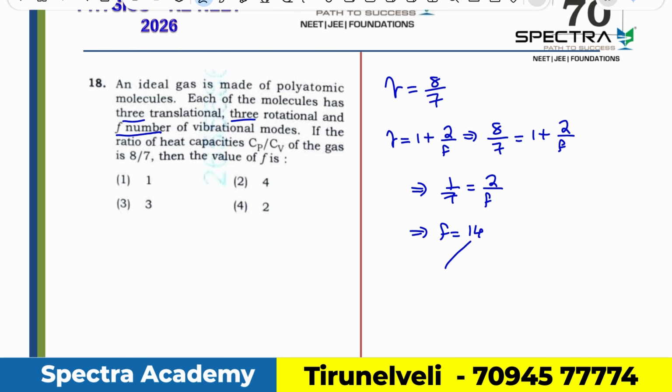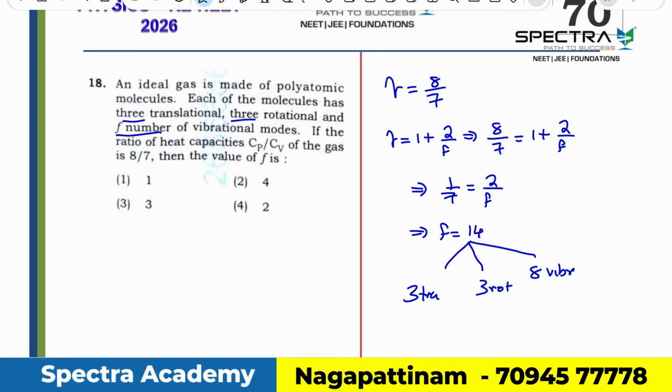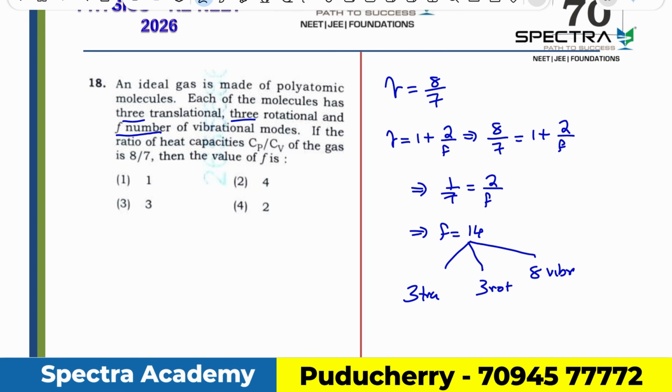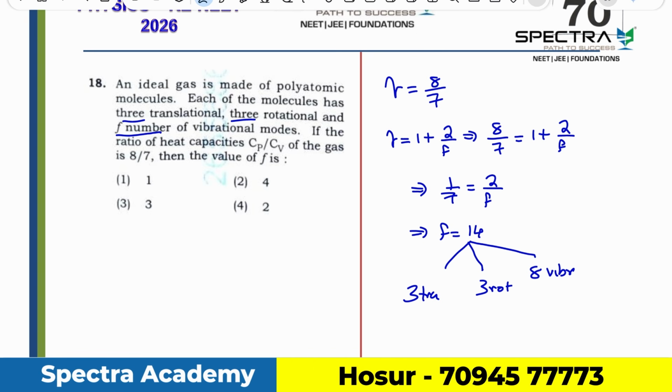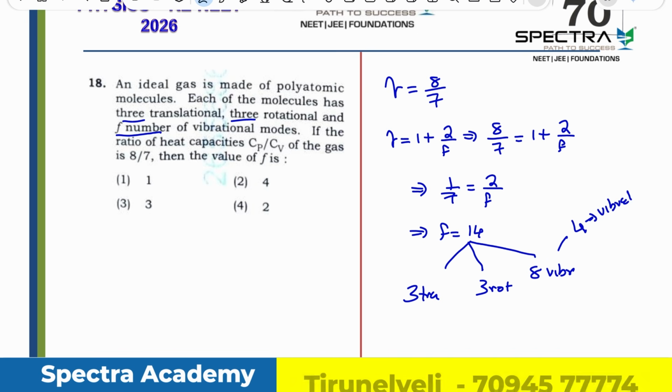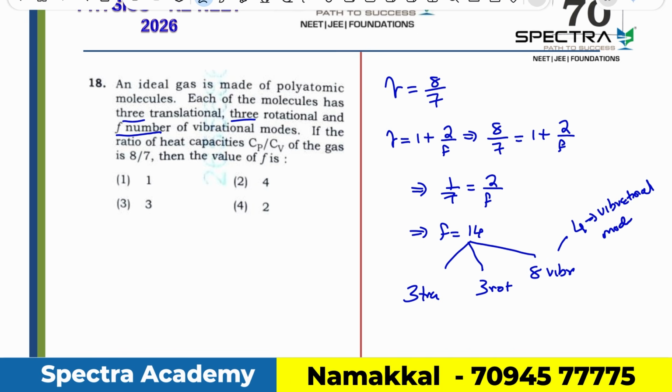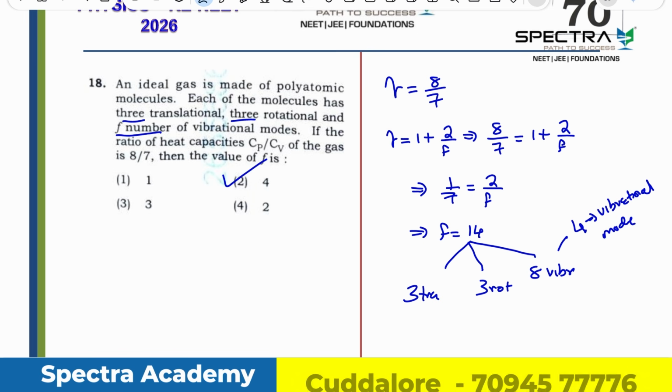Now in this 14, 3 is for translation and 3 is for rotation, so what is the remaining? 3 plus 3 is 6, so 8 is for vibration. Now what will be the vibrational degree? You know, for each vibration we count 2 degrees of freedom, right? So I can tell it will be 4 vibrational modes. So it will be option 2.